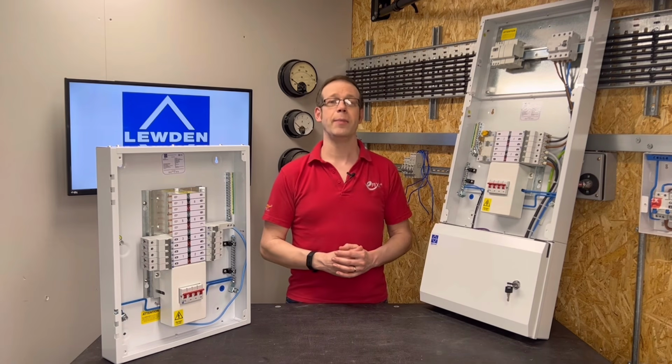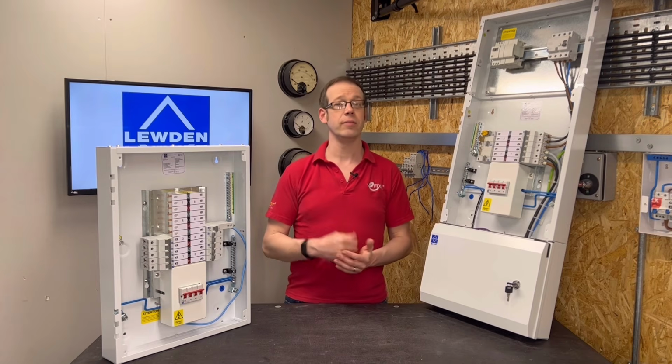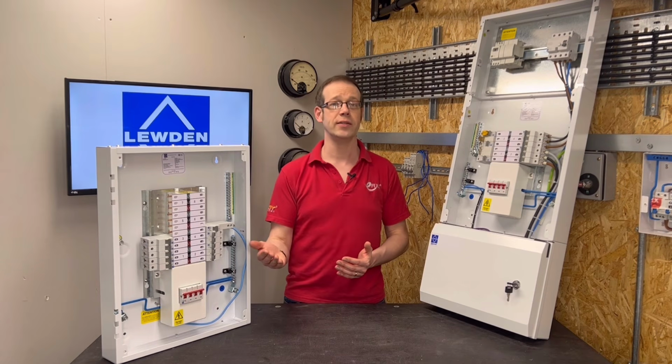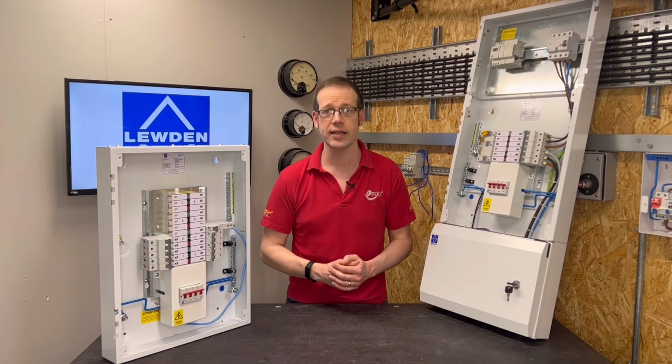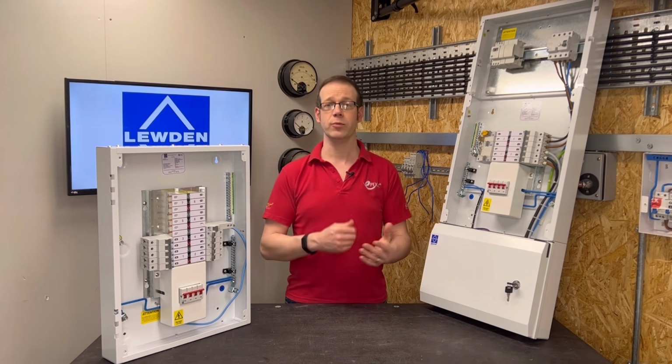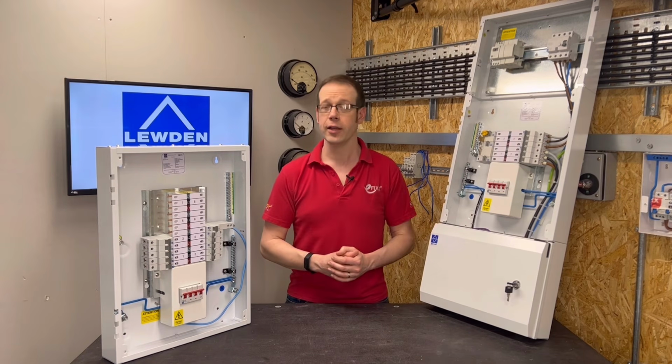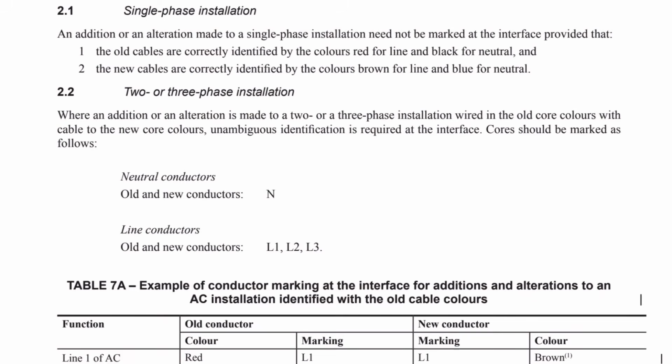In addition to this, Appendix 7 of the 18th edition contains some further information on harmonised cable colours and some additional precautions you could take to help you further reduce the risks presented with mixed versions of cable colours, including, in paragraph 2, the suggestion that, where an addition or an alteration is made to a 2 or 3 phase installation wired in the old core colours with cable to the new core colours, unambiguous identification is required at the interface. Cores should be marked as follows.